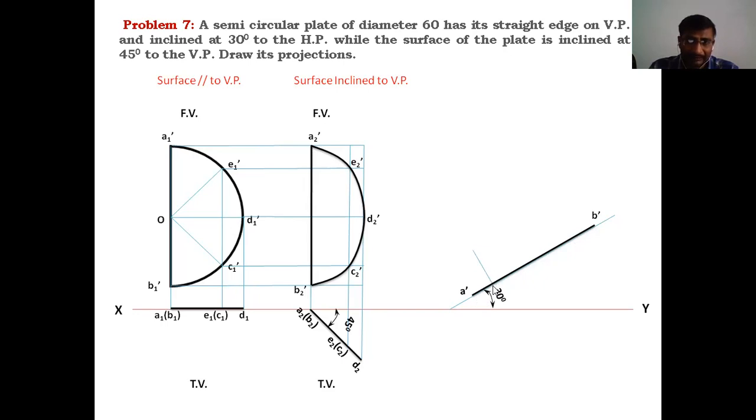How much length do we have to draw this line? The line length is equal to the distance from A2 dash to B2 dash to E2 dash. This length must be equal to the perpendicular length, this length. And draw another line at the midpoint of A dash to B dash. At this midpoint, draw a perpendicular line.